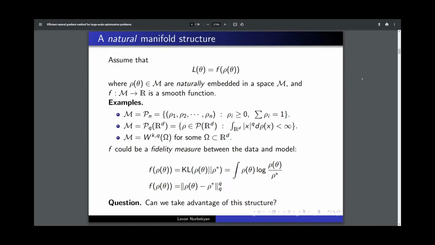Can we hold multiple terms like F1 and so on? Yes, you could have multiple terms, and you can actually have F1 of rho 1, F2 of rho 2, and so on. And for rho 1 and rho 2, maybe the geometries will be different. So yes, you can have something like that as well. Yeah, sure.